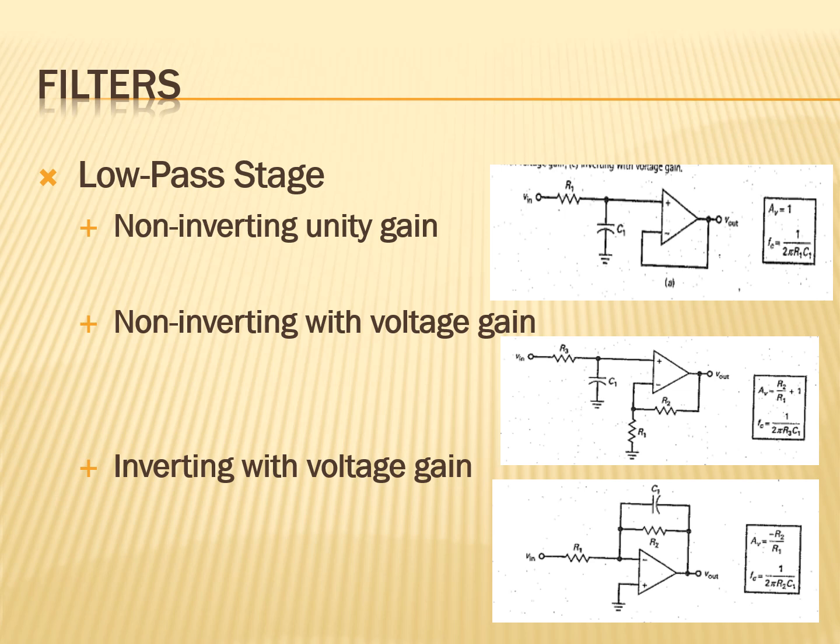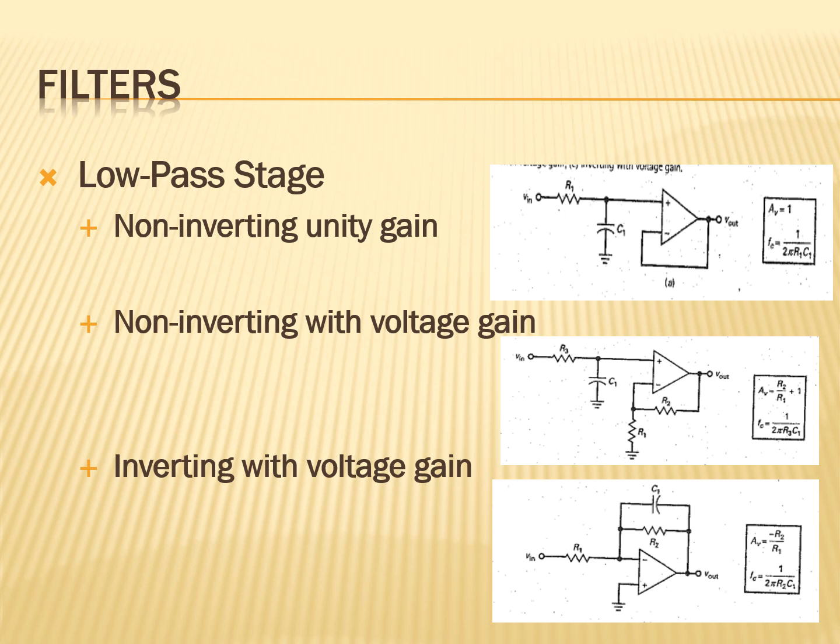We can also have a low pass filter with gain. So we have a non-inverting voltage gain. Non-inverting means we put the input at the non-inverting terminal. The gain is equivalent to R2 divided by R1 plus 1, while the cutoff frequency is 1 over 2 pi R2 multiplied by C1.